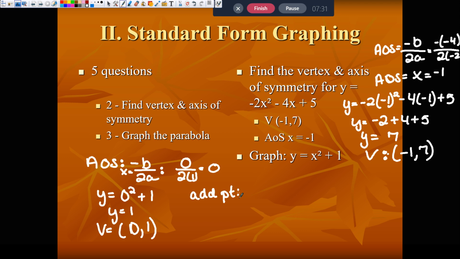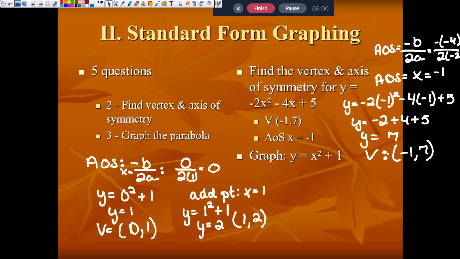I'm going to pick something near 0, so 1 or -1. We could use either one. You want to do just one away. So when x equals 1, I'm going to substitute 1 in. y equals 1 squared plus 1, so y would equal 2. So my additional point would be 1, 2. And I'm going to be able to mirror this across my axis.